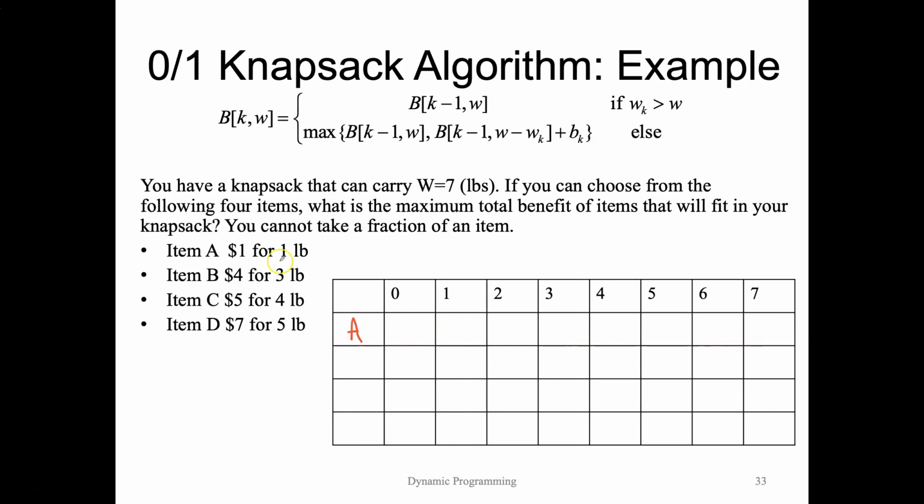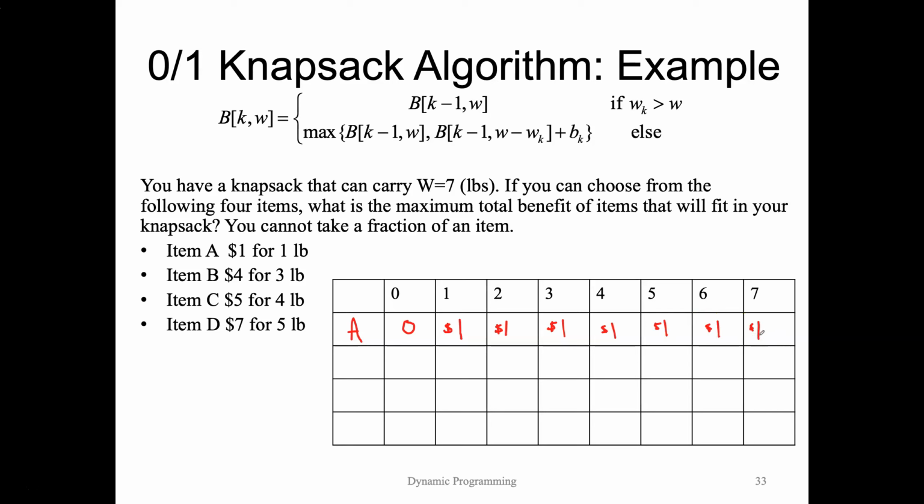Well, item A weighs 1 pound, so if our backpack doesn't carry anything, we can't make any money. We can't put anything in there. But if our backpack can hold 1 pound, then we could make exactly $1 by taking this item A, because item A weighs 1 pound too. So here we can make $1 from taking item A. If our backpack holds 2 pounds, well, we can't take any more of item A. We've only got 1 pound to work with, and we don't have any other items at this moment to choose from. So the most we can make, even if our backpack increases in size, we can only make $1, and this is from taking item A.